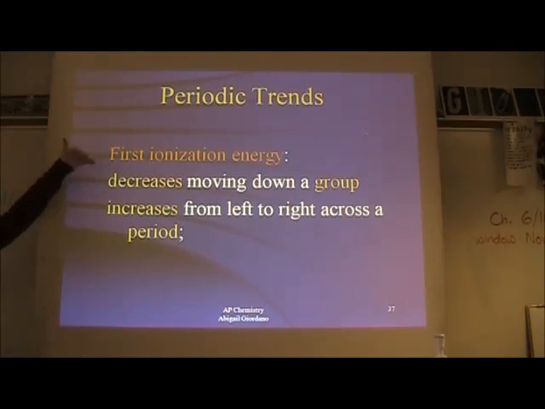So ionization energy decreases as you move down a group and increases from left to right. Okay. And by the way, I should have asked you this before I even got to this ionization energy slide. Which element on the periodic table should have the strongest effective nuclear charge? Helium. Which would have the weakest? Francium. Okay?